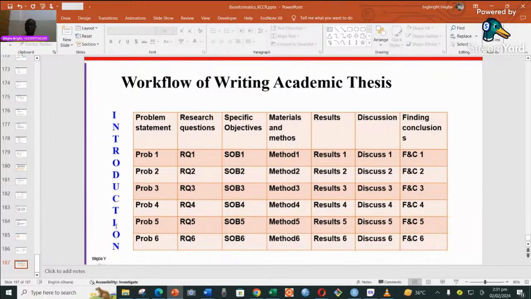Then we move to results. The results come according to the methods. Method 1 produces result 1. Method 2 produces result 2. And in that order. We go to discussion. You discuss result 1, then discuss result 2, then result 3, in that order.